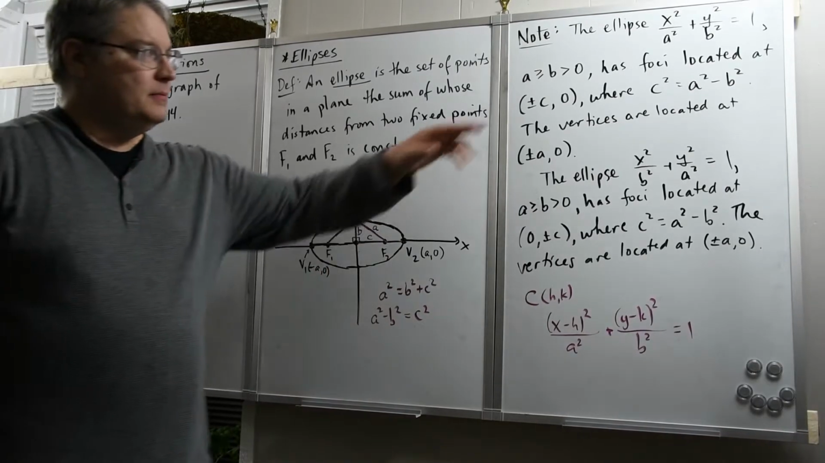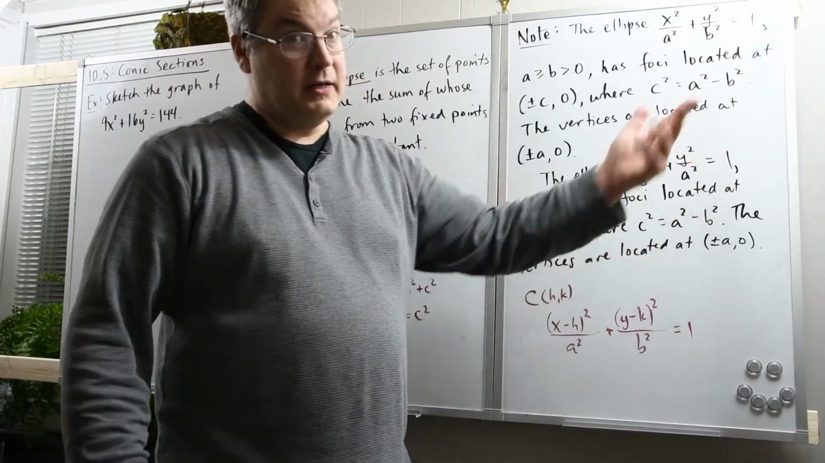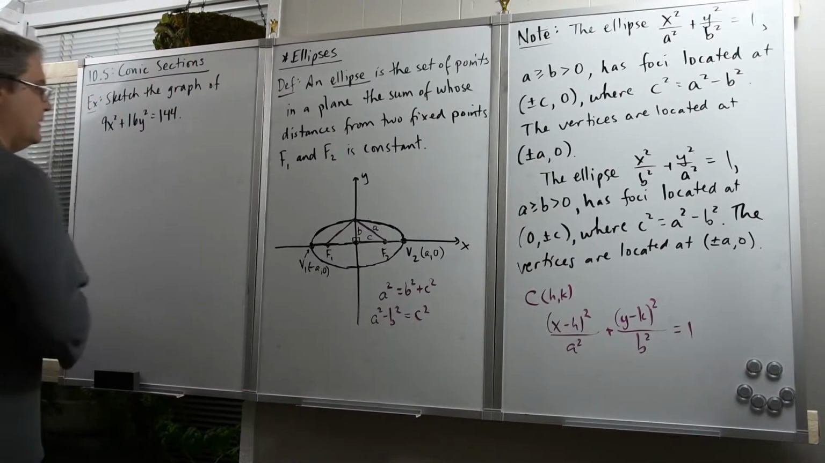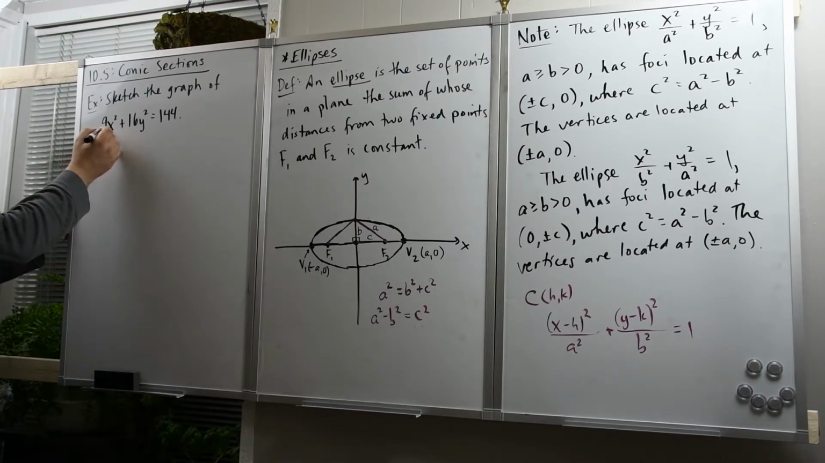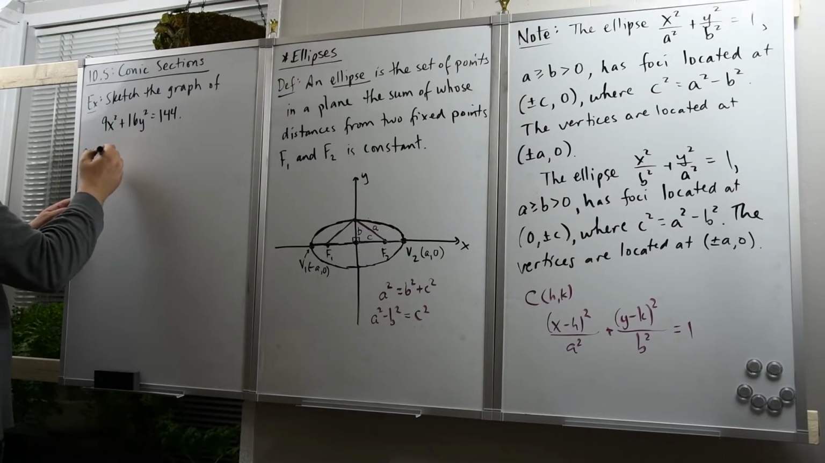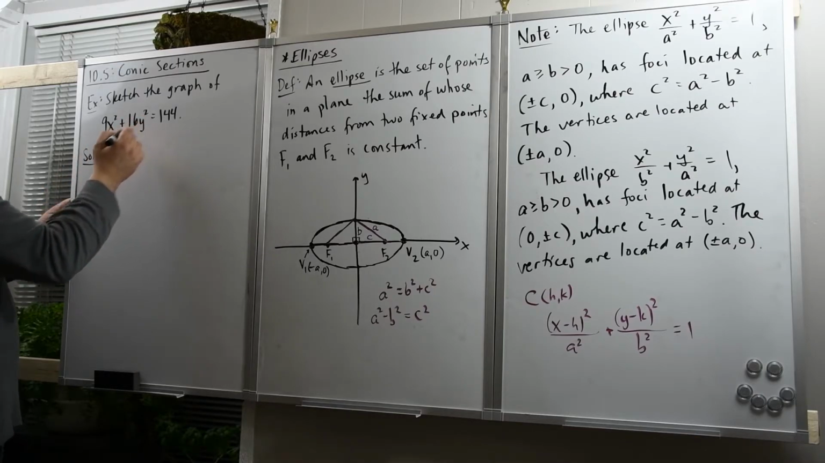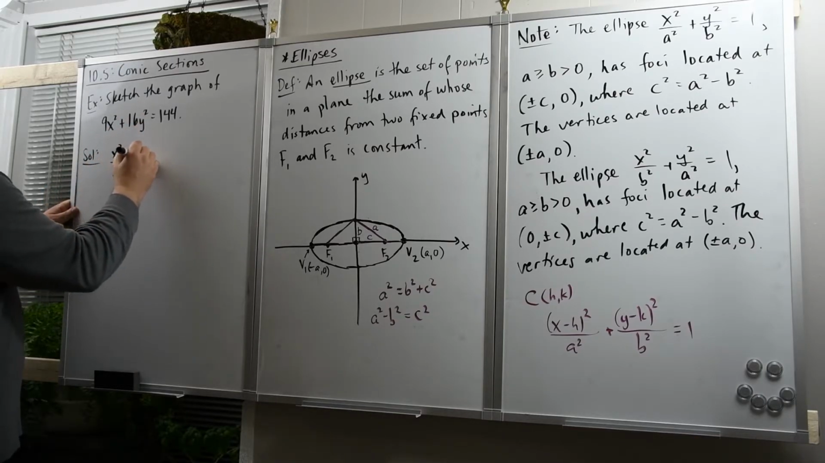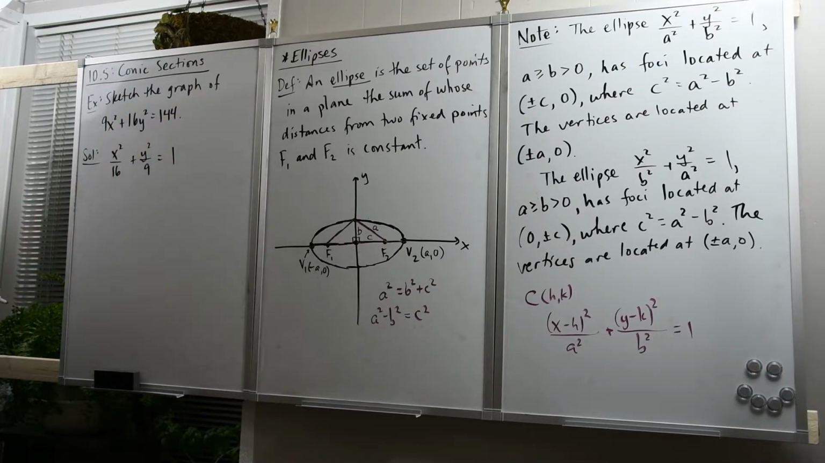The main thing we have to be mindful of is to get the right side, whether it's this form or this form, to be 1. And so we can think about dividing both sides of this equation by 144. If we divide 9x squared by 144, we get x squared over 16. And if we divide 16y squared by 144, we get y squared over 9. 144 divided by itself, of course, gives us 1. So this means that our a squared is 16 and our b squared is 9.